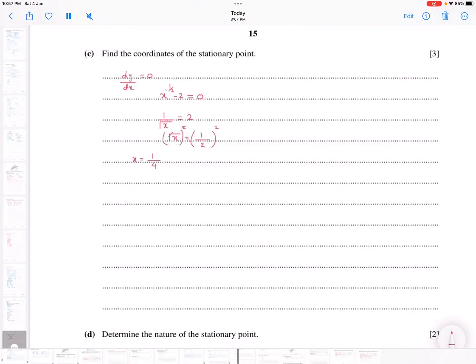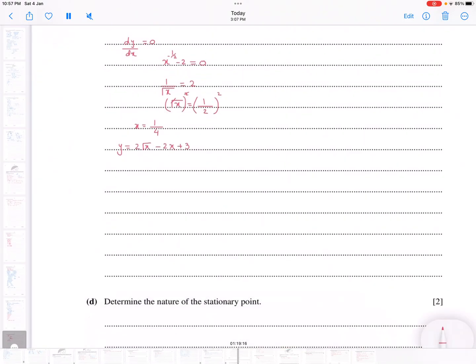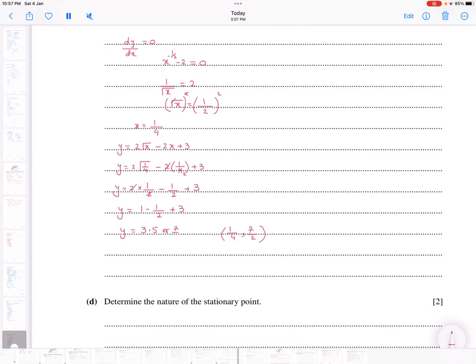So x is equal to 1 over 4. So this is the x coordinate of the stationary point. Now put this value in the main equation to get the value of y. So the equation you just found, write down 1 over 4 in x and then simplify it. So here you get the value of y, which is 3.5 or 7 by 2. 3.5 is actually 7 by 2. So your coordinates are 1 over 4 comma 7 by 2.